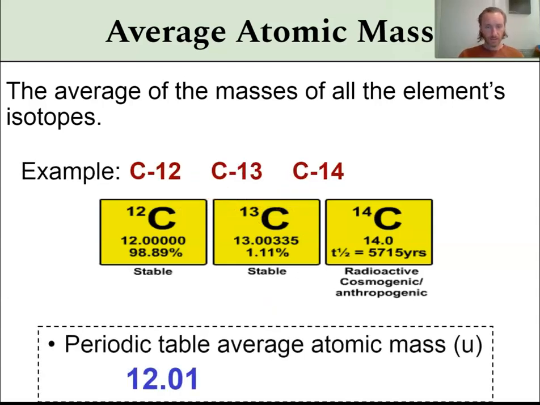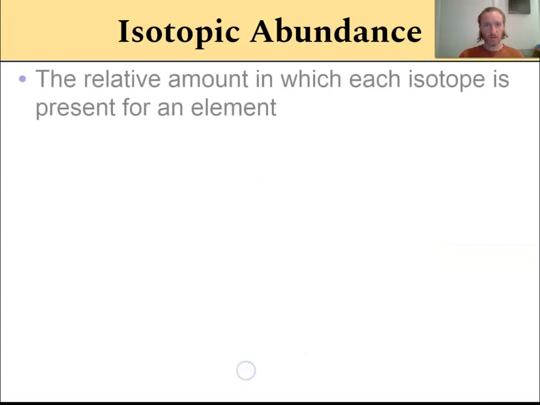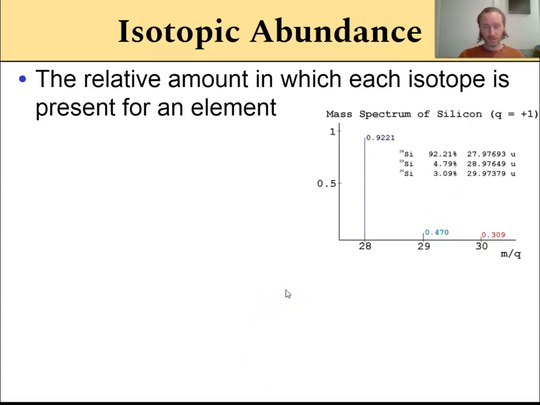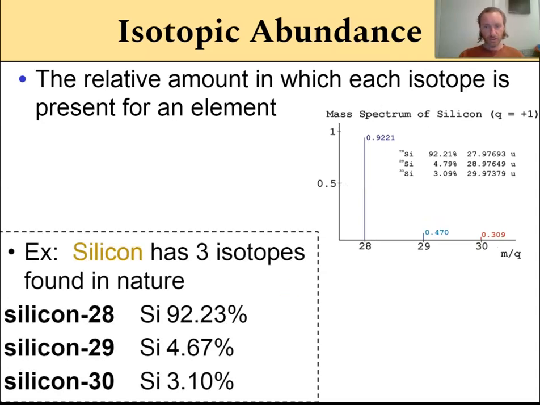And if we look at a good example of that in the periodic table, by the way, carbon you'll see with an average atomic mass of 12.01. We're using these things called atomic mass units instead of grams because each atom is so small. So the isotopic abundance is the relative amount in which an isotope is present. So that's your percentage, if you like. Sometimes it's shown on charts like this. This is a mass spectrum of silicon. And we can see that when analyzed, most of silicon is silicon-28. But silicon-29 is almost 5%, and so on.